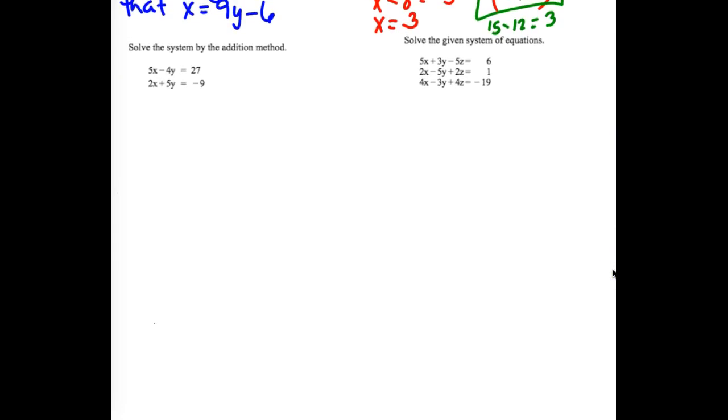Our next example also says to solve using the addition method. I cannot simply add the 2 together and have anything drop out. So I am going to have to do some multiplying first. Do you want to get rid of x's or y's?